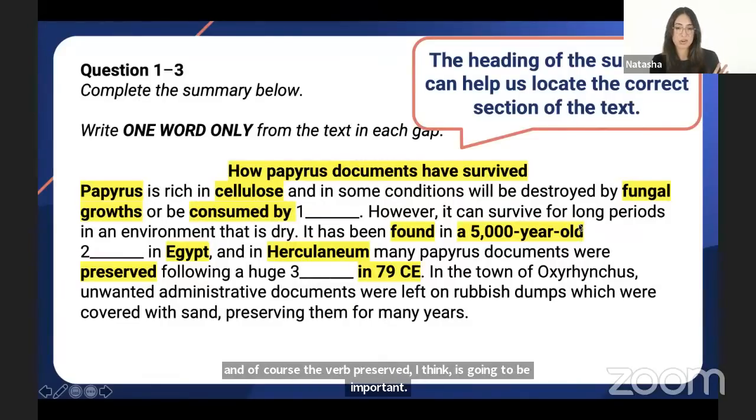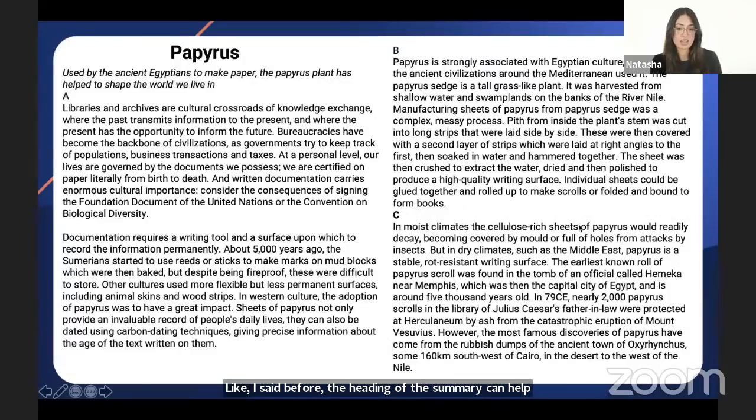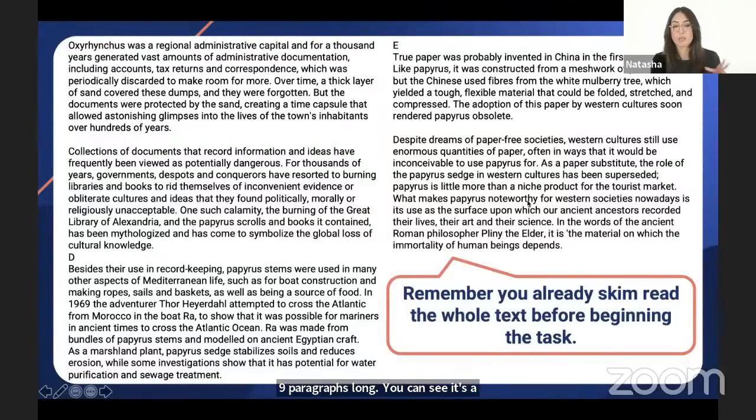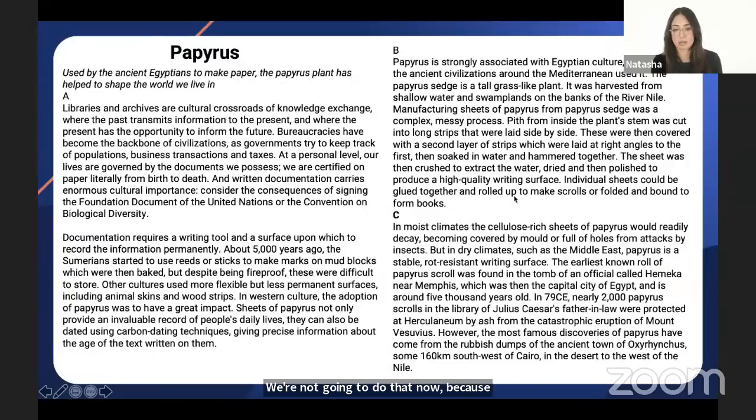Like I said before, the heading of the summary can help us locate the correct section of the text, so let's see how that works. This is the text in full. It goes on to the next page. So this text is about 9 paragraphs long. You can see it's a multi-paragraph text. And remember, we would have already skim read the whole text before beginning. We're not going to do that now because we want to jump straight into completing the summary.